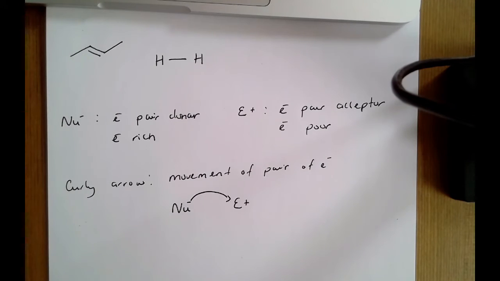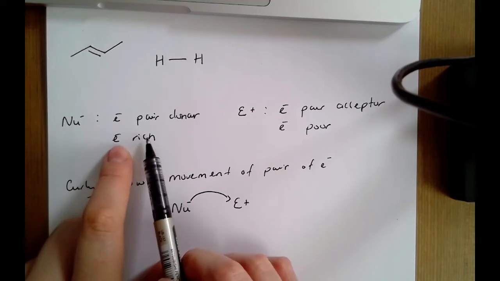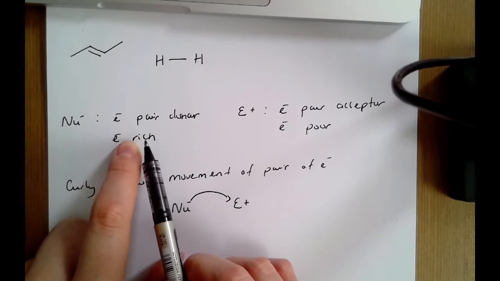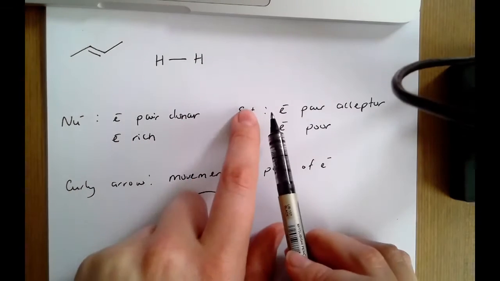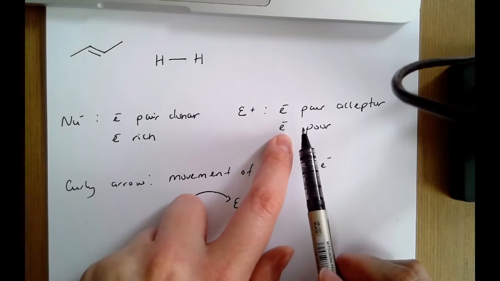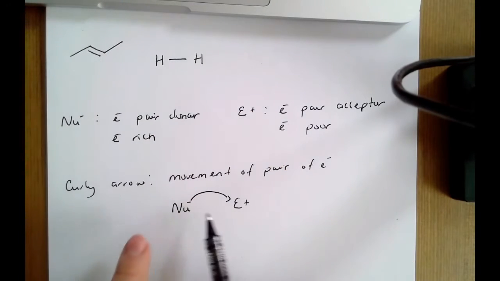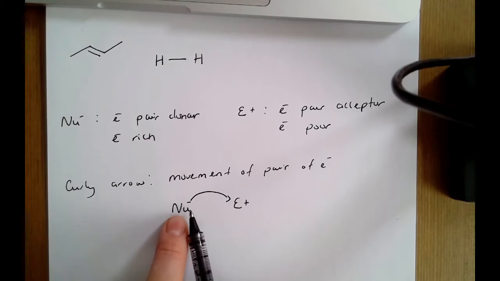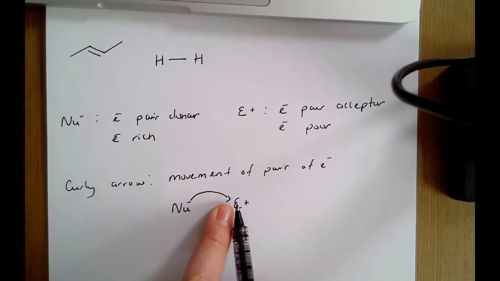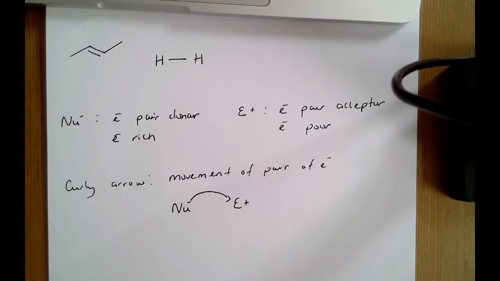So when you're doing a reaction mechanism, you need to identify where your nucleophile is. Where is your area that is electron rich? Then you identify where your electrophile is. Where's your area that's electron poor? And you're going to have a curly arrow starting where you've got electrons, ending where you do not, because it shows the movement of a pair of electrons.